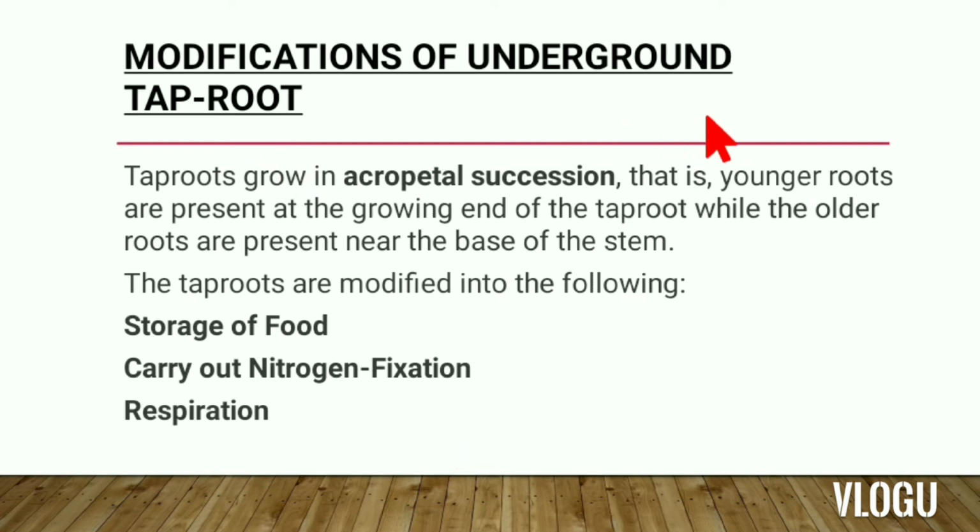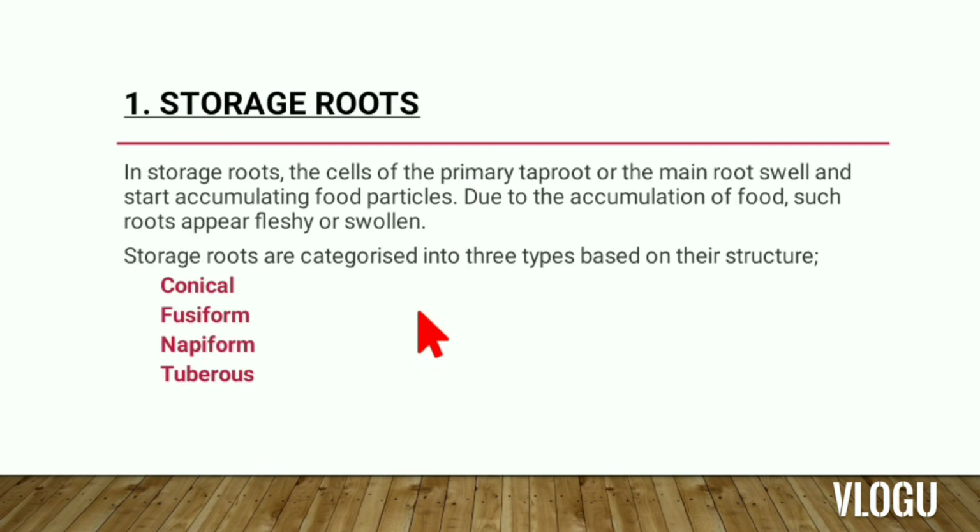So these are the modifications of some taproot systems. The taproot system, as I told you, is usually present in acropetal succession within the ground, but some are modified roots also. For example, there are certain modifications of the taproot system which are meant for storage. Second is carrying out nitrogen fixation. Then the third one is for respiration purposes. So let's discuss all three types one by one.